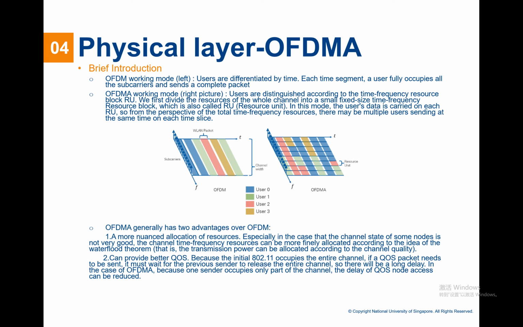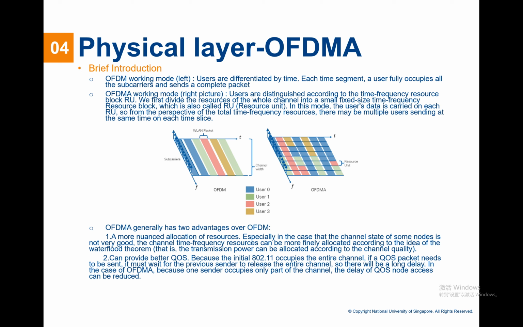OFDMA generally has two advantages over OFDM. Number one, a more nuanced allocation of resources, especially in the case that the channel state of some nodes is not very good. The channel time frequency resources can be more finely allocated according to the idea of the water flood theory. That is, the transmission power can be allocated according to the channel quality.